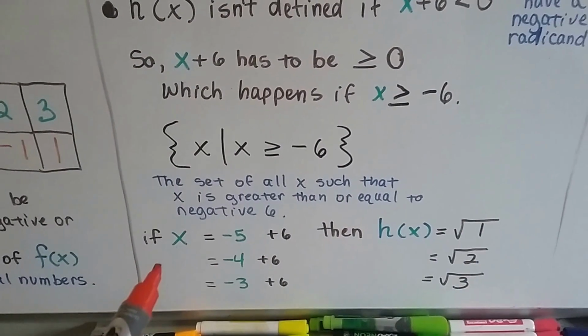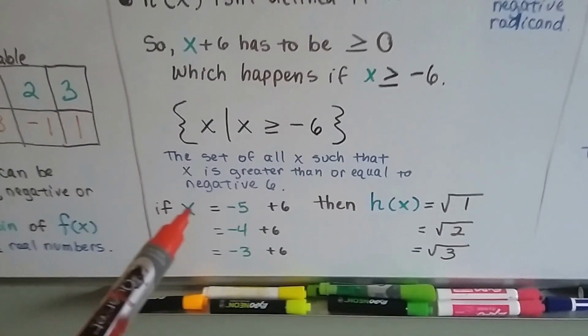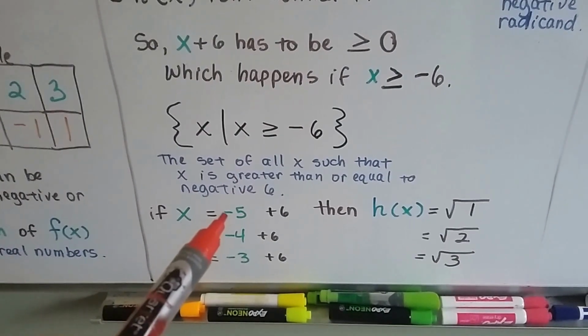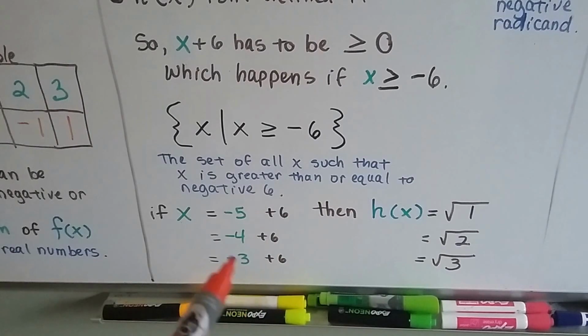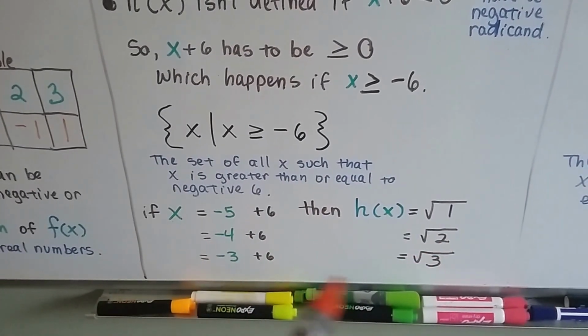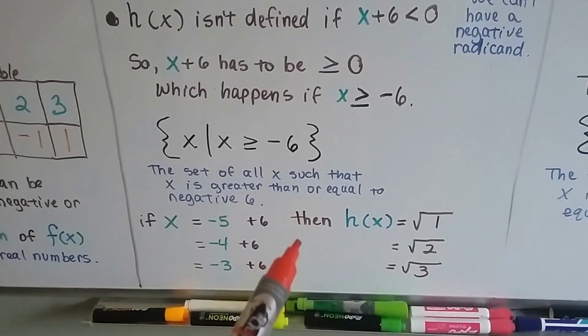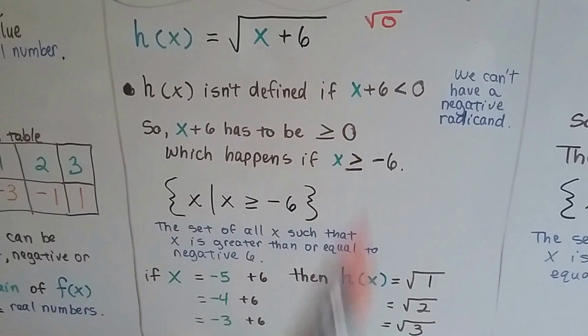So if x was negative 6, it would make square root of 0. If x were negative 5, then that would make square root of 1 when we add the 6. If x were negative 4, that would make square root of 2. If x were negative 3, that would make square root of 3. All of those are fine. It just can't be negative 7, because that would make a negative 1, right?